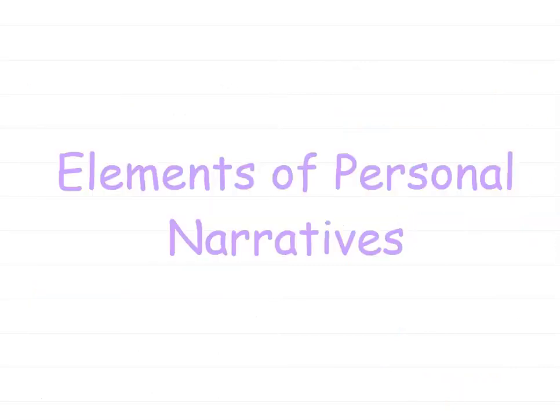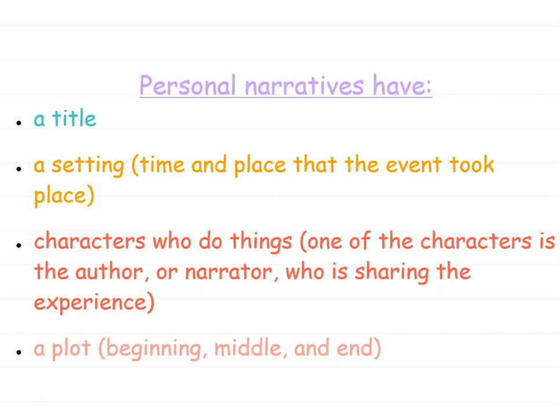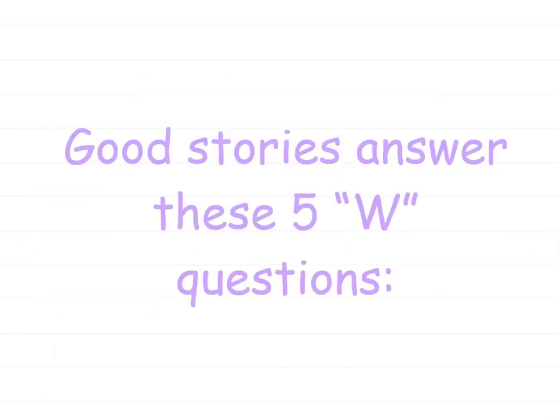Let's look at elements of personal narratives. A personal narrative is different from a fictional story because it is not a made-up story, but it contains many of the same elements as a fictional story. Personal narratives have a title, a setting, which is the time and place that the event took place, characters who do things. One of the characters is the author or narrator who is sharing the experience, a plot, a beginning, middle, and end. Good stories answer these 5 W questions.